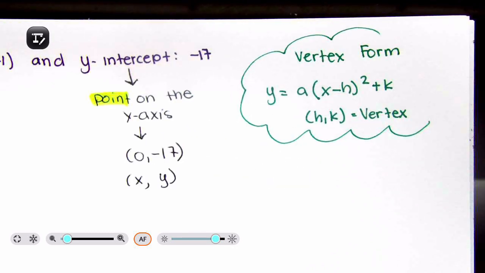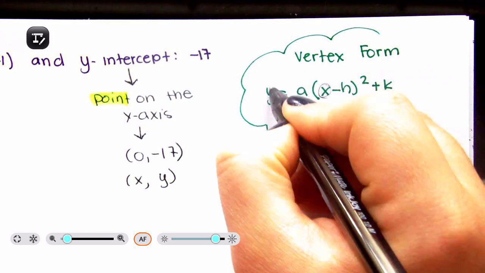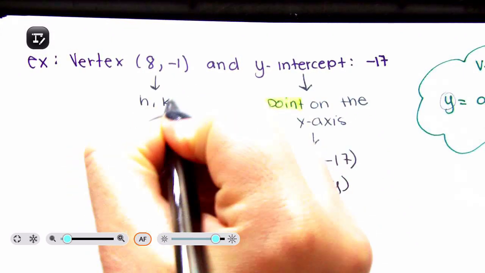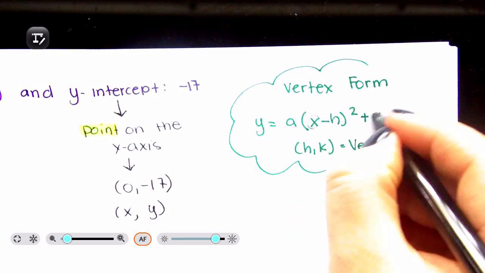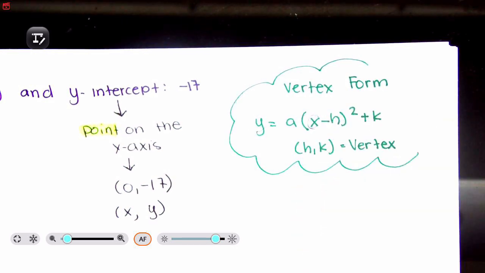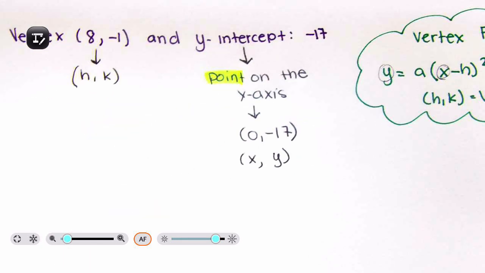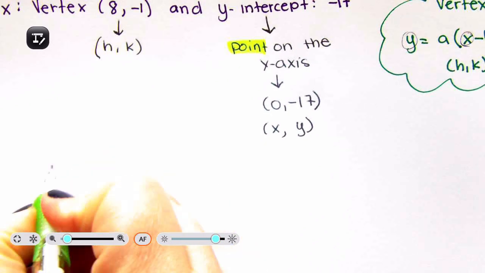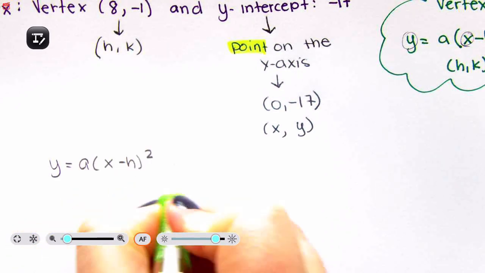So if we look back at our vertex form, I notice I have an x, I notice I have a y. What do we know about our vertex? Vertex is h, k. Looking back at our vertex form, I have an h, I have a k. So when we use the vertex form when writing this type of equation, you are going to be finding out what your a value is. So y equals a times (x minus h) squared plus k.